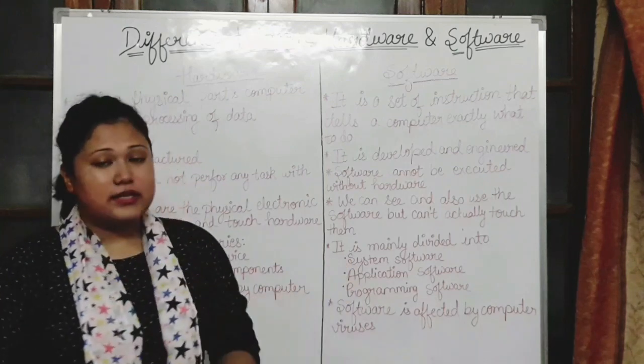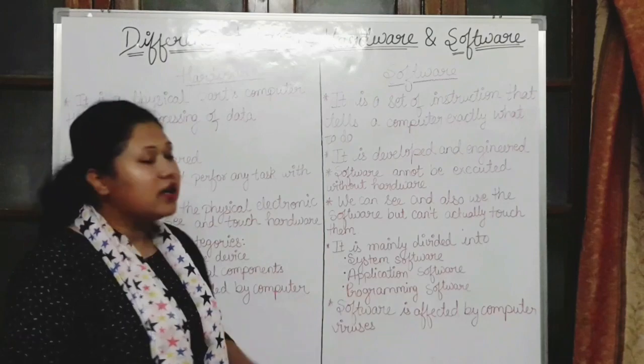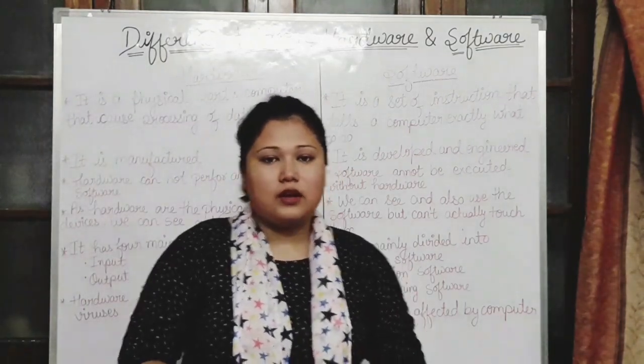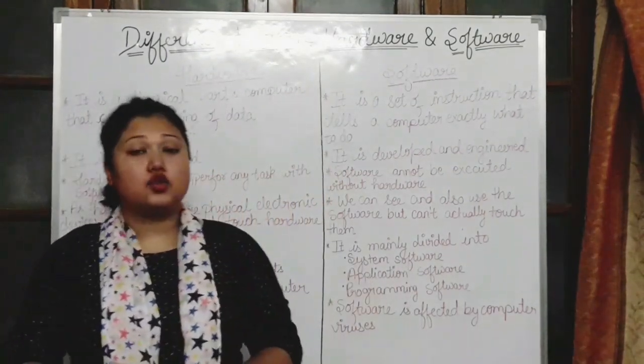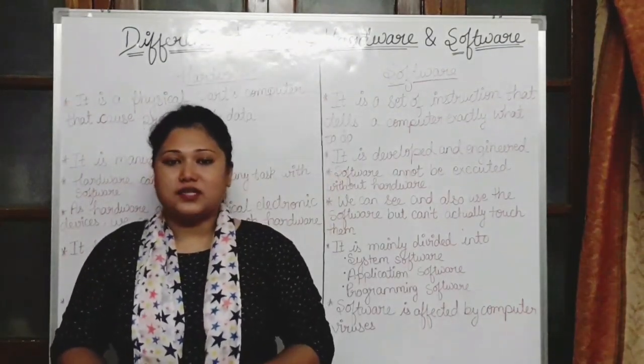Now, software is mainly divided into three parts. First is system software, second is application software, and third is programming software. Now, system software are those software which are pre-installed in our computer system.